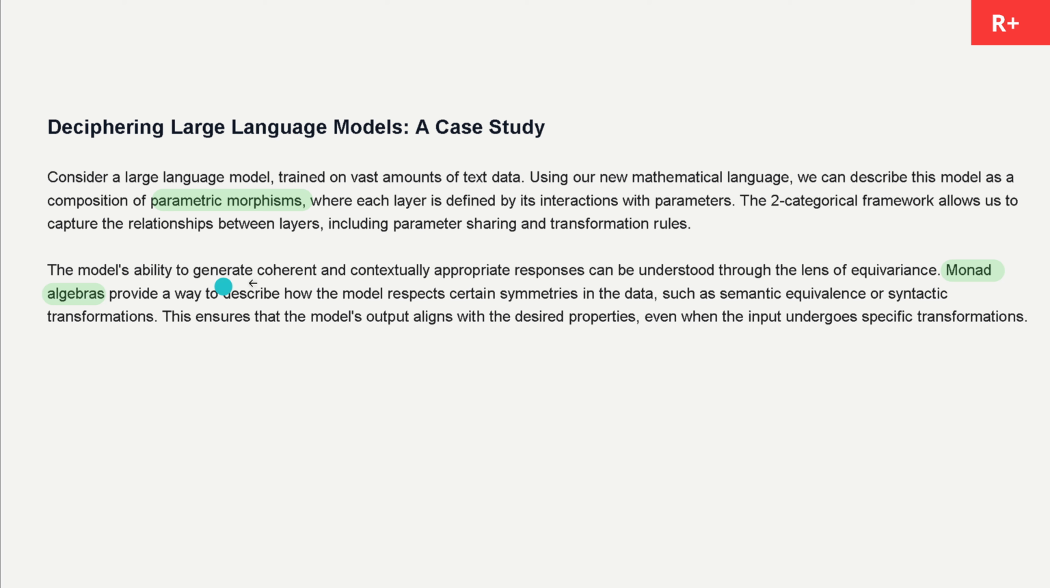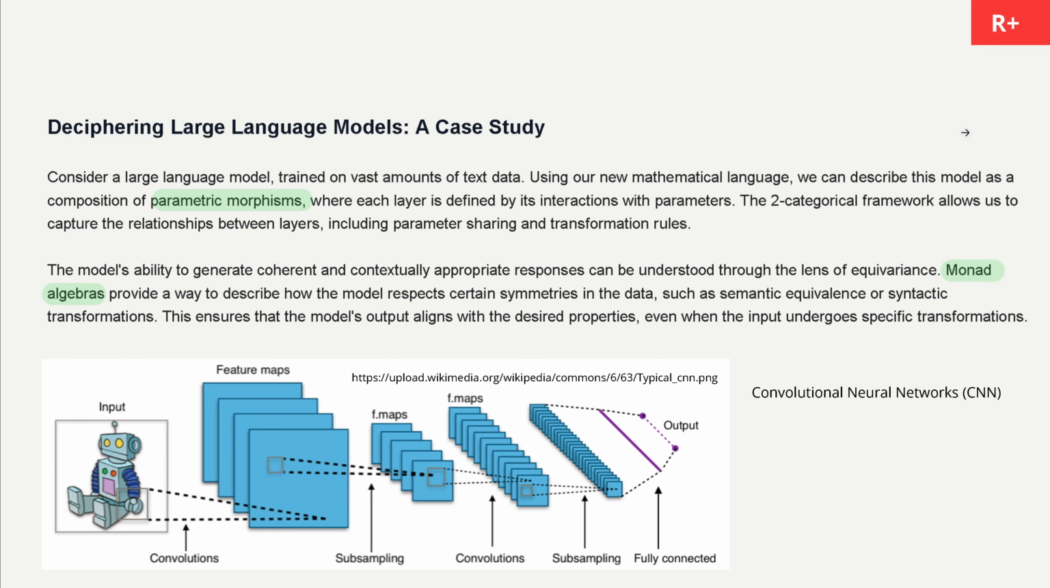The model's ability to generate coherent and contextually appropriate responses can be understood, for example, in the simplest case through the lens of equivariance. And here the monad algebra provides a way to describe how the model respects certain symmetries in the data, such as semantic equivalence and syntactic transformation. Okay, this is Command R+.